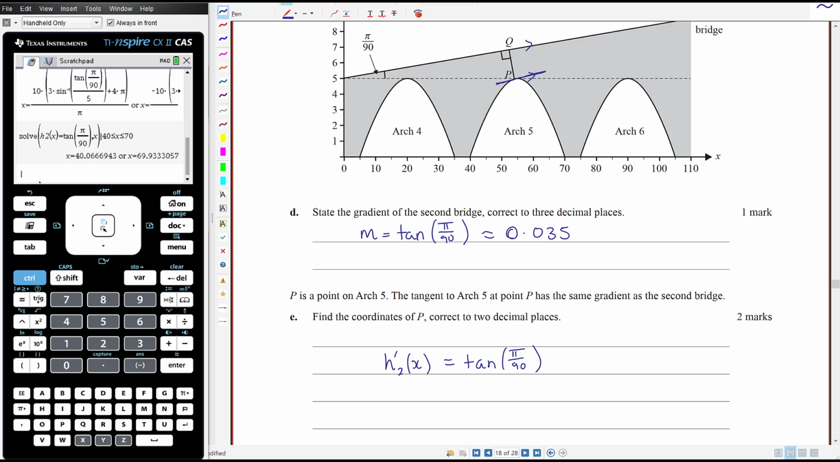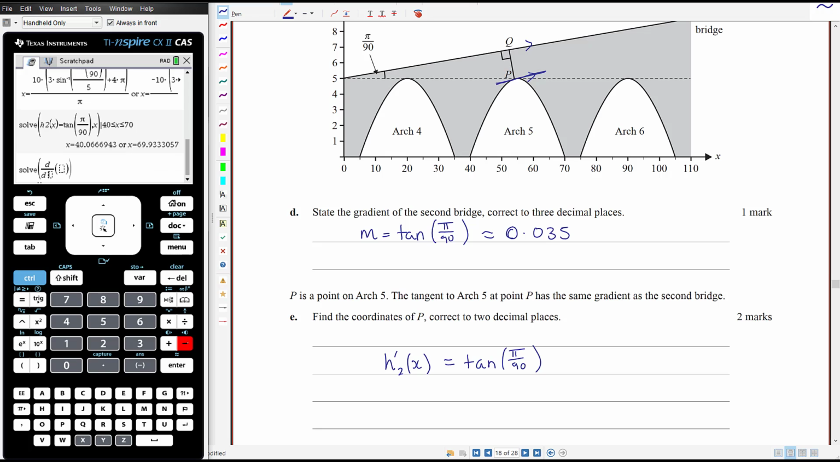Lucky we thought a bit about does my answer make sense. So I didn't solve, I solved the function equal to tan of pi 90, not the derivative of. So I actually need to solve the derivative of, sorry. So what I've written on paper is correct. I just haven't done the right thing in my CAS. The derivative of h2 of x equals tan of pi on 90, and we are solving that for x, given that x is somewhere between 40 and 70.